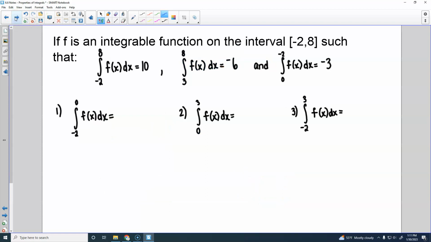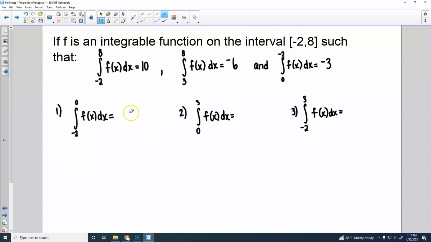So let's look at how to apply this. Some of the questions that you're going to get, they're going to give you pieces of information that you know, and they're going to ask you to find some other integrals given those pieces of information. So they give us the integral from -2 to 8, from 3 to 8, and from 0 to -2. So the first one asks us for the integral from -2 to 0.